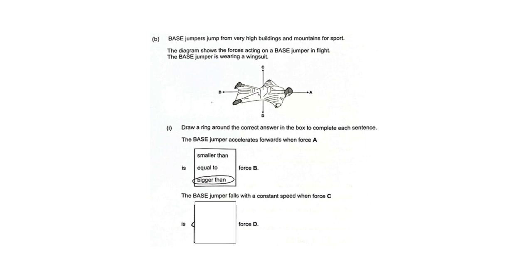The base jumper falls with a constant speed. Remember, constant speed means that the resultant force is zero, or that the forces are cancelling each other out. Therefore, force C must be equal to force D for the base jumper to fall at constant speed. If D was bigger than C, the base jumper would accelerate downwards. If C was bigger than D, the base jumper would decelerate. Still falling down, but slower and slower.